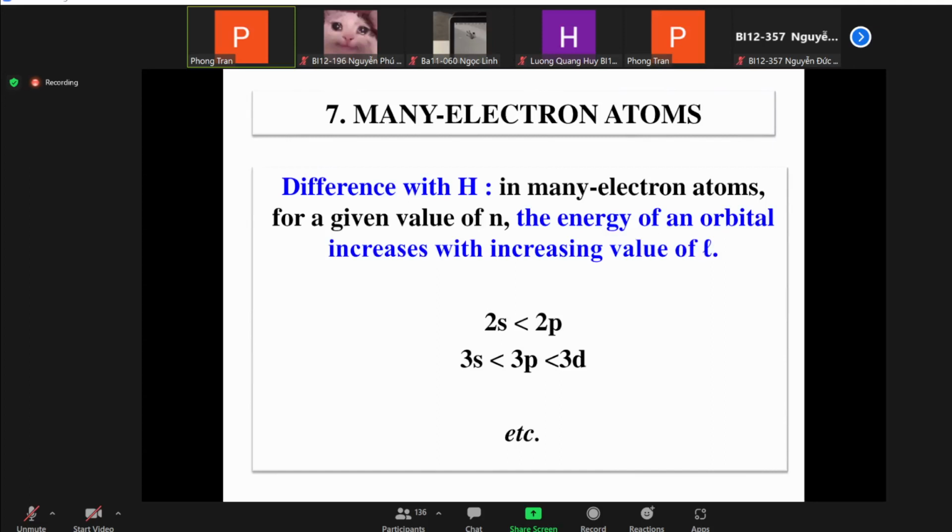Remove one electron, and you will have the ion helium with only one electron. So basically, the electronic configuration of this ion will be similar to hydrogen. So now we move to the system where you have more than one electron. We call it a many-electron atom.